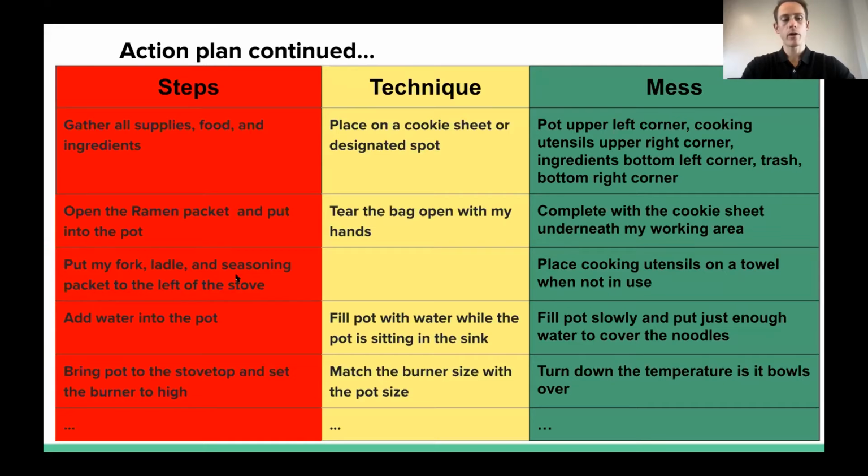The next step, I'm going to bring the pot to the stovetop and set the burner to high. My technique for doing that is I'm going to match the burner size with the pot size. Because if I have a really small pot, I don't need to put that on a really big burner, because that's going to create extra heat and maybe make it boil over a little bit faster. Or if I have a really big pot, I don't want to put that on a little tiny stove burner because it's going to take a lot longer for that to start to cook.